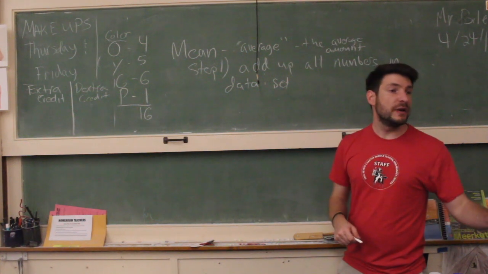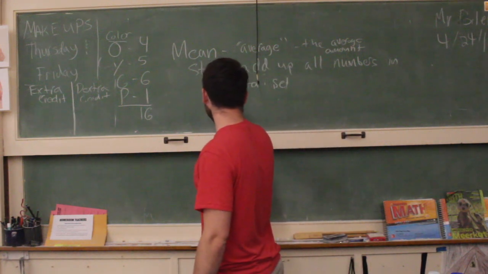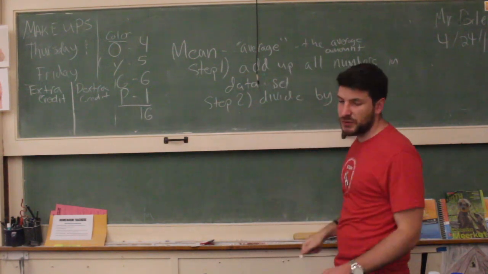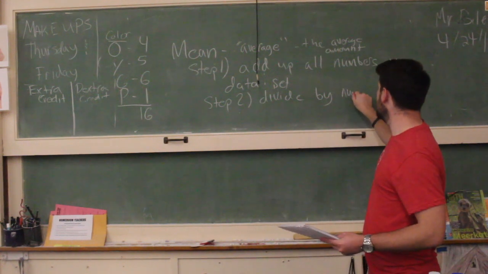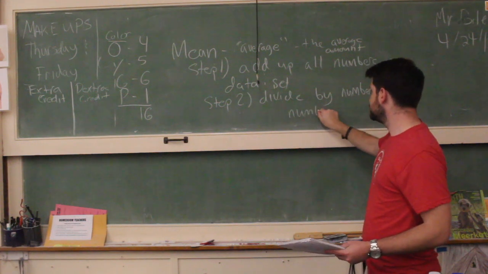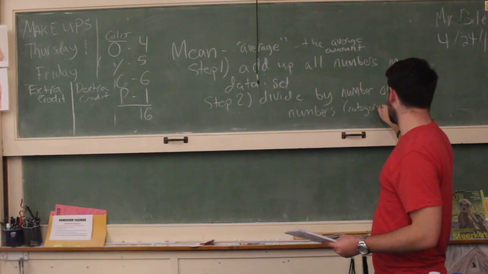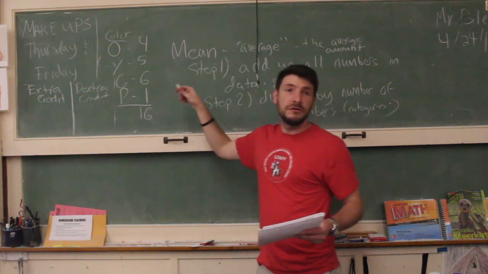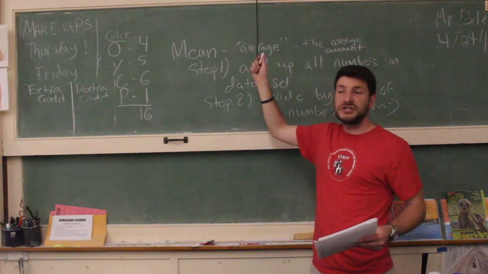The second thing we need to do is we need to divide. Divide by, and this is where it gets a little bit tricky, we need to divide by the number of numbers. Or, I'm also going to say categories. Because here we have 4 different colors. And each color is a category.